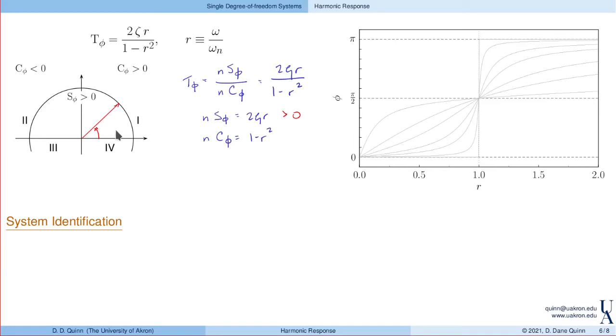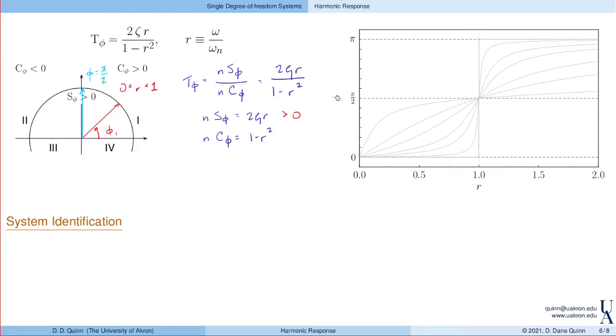So let's call this phi 1. And for this value of phi 1, cosine of phi is positive. That implies that r has to be less than 1, because, again, the sign of cosine is the same as the sign of 1 minus r squared. So over here, r is between 0 and 1. Notice that if r is equal to 1, then the denominator here is 0, tangent is undefined, but sine is still positive. So r equal 1 implies that phi is pi over 2.